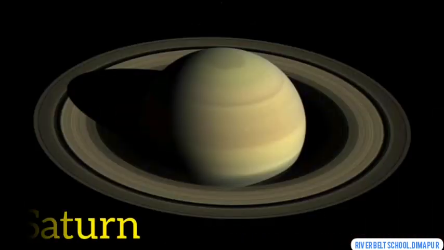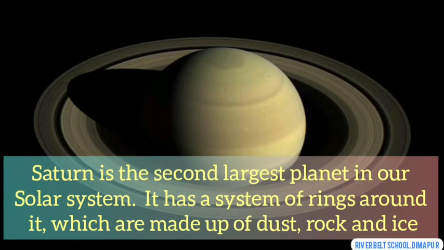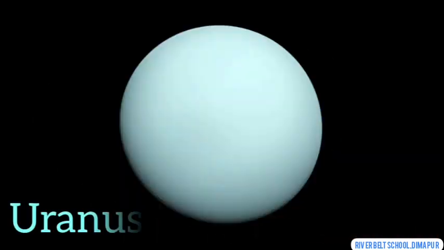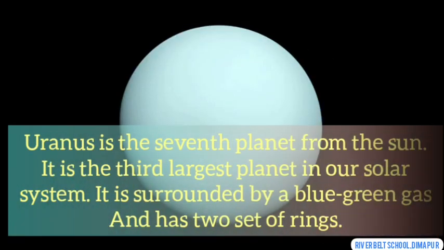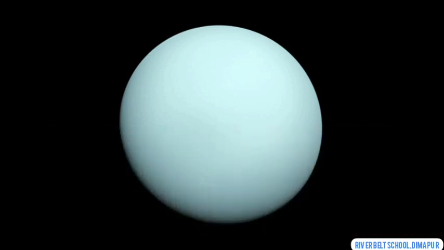Saturn. Saturn is the second largest planet in our solar system. It has a system of rings around it, which are made up of dust, rock, and ice. Uranus. Uranus is the 7th planet from the Sun. It is the third largest planet in our solar system. It is surrounded by blue-green gas and has 2 sets of rings.